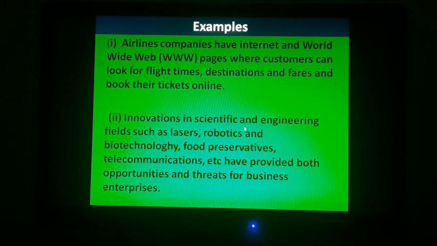Then innovations in scientific and engineering fields such as lasers, robotics, and biotechnology, food preservatives, telecommunication, etc. have provided both opportunities and threats for the business enterprises. So if it is an opportunity for one business, it may be a threat for the other business. So these are the examples of technological environment.